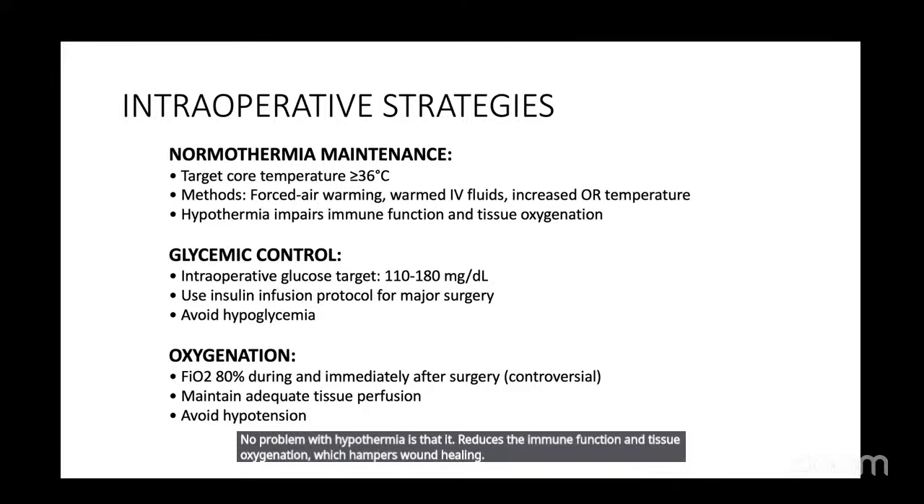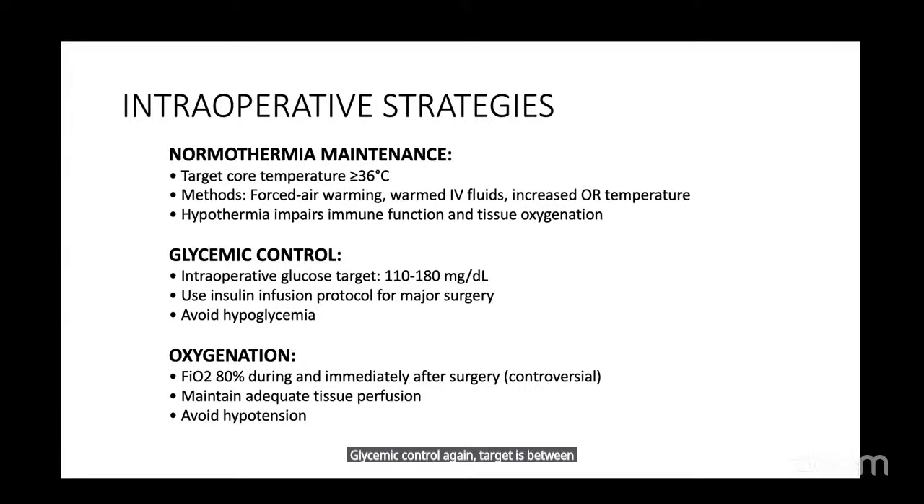Glycemic control, again, the target is between 110 and 180. If required, we should be using an infusion pump in major surgery. If hypoglycemia is present, again, this is a big problem.